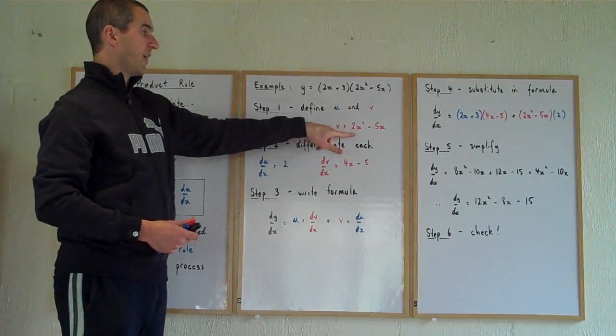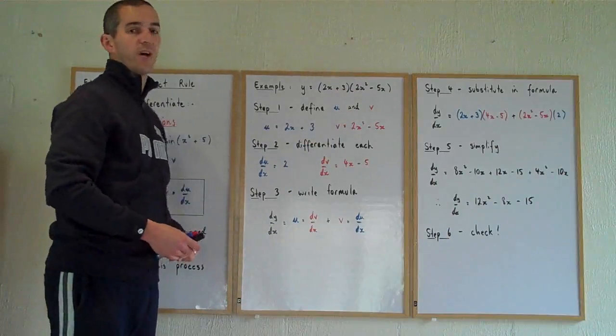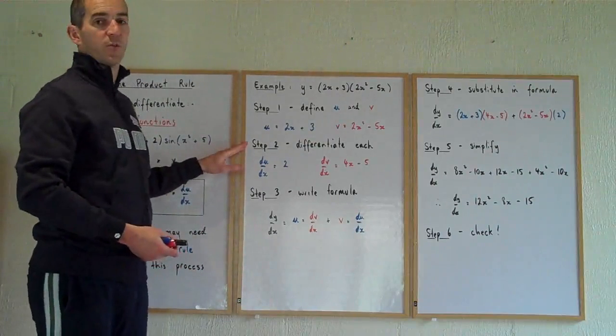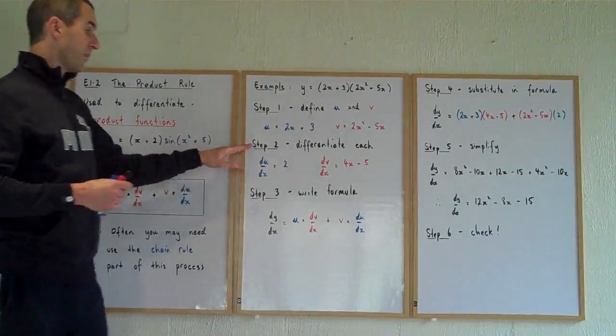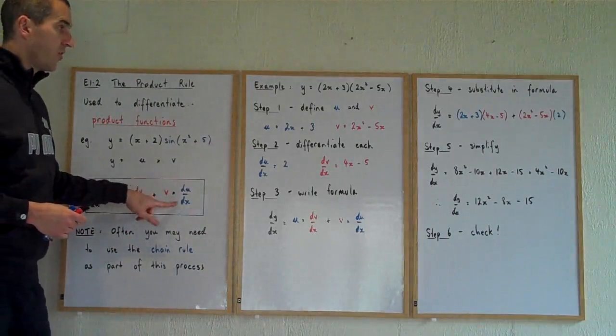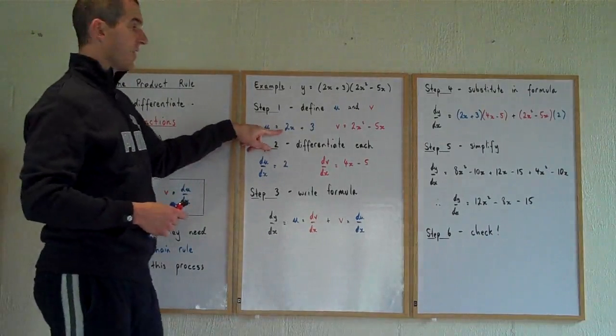Our second part, v, is going to be 2x squared minus 5x. We keep them separate, we define what they are, and then we're at our second step, which is basically to differentiate each of those parts separately. So here we're going to need dv dx, and we're also going to need du dx. So our working out follows down the page here.